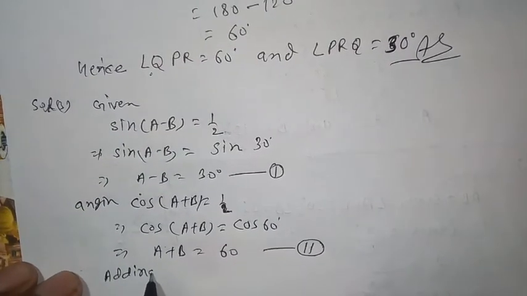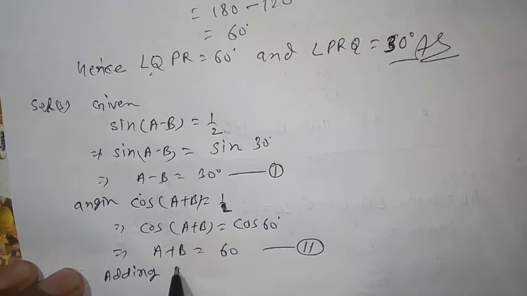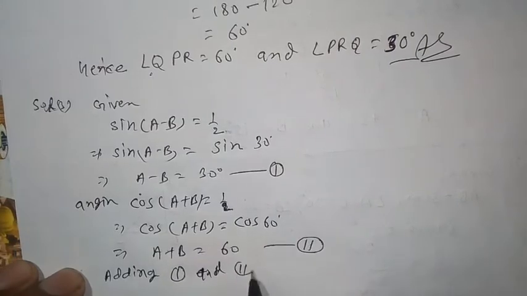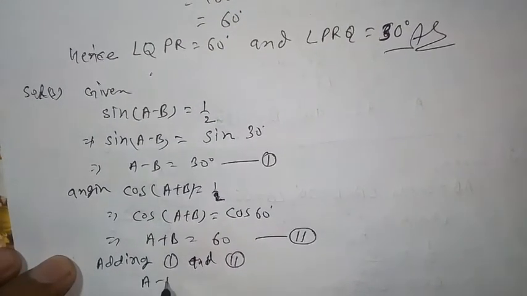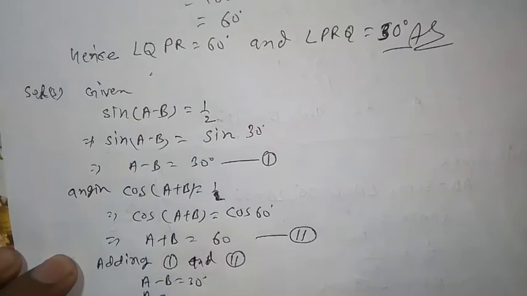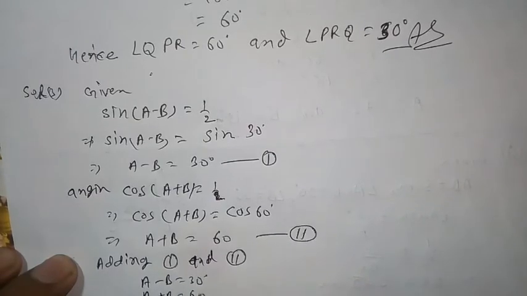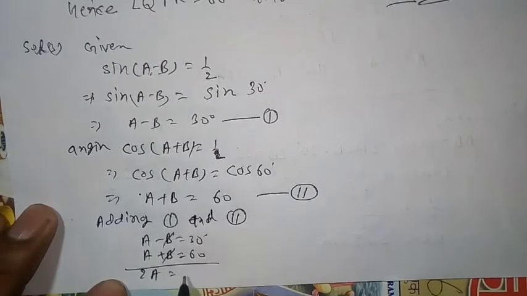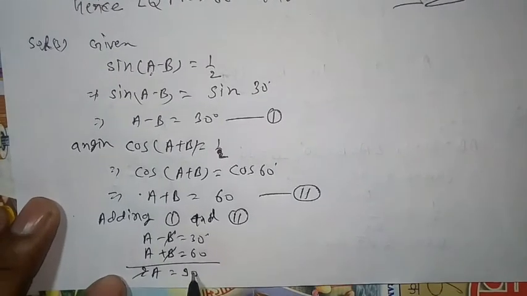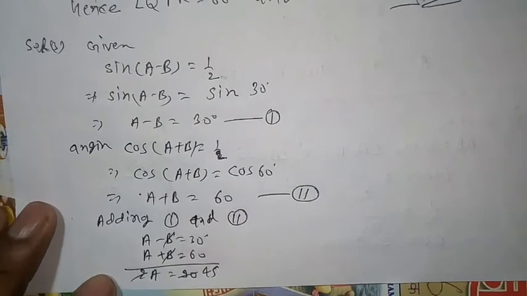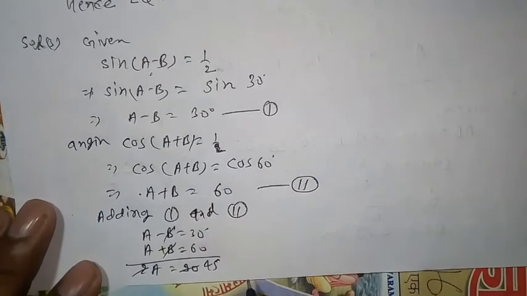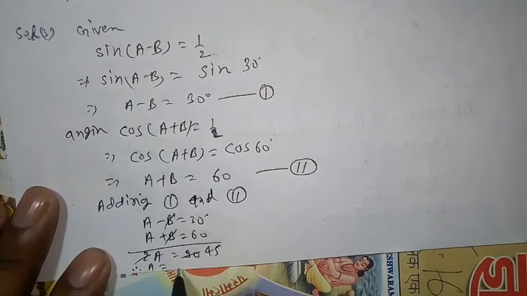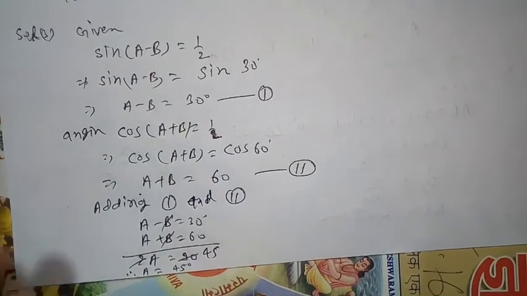Adding equation 1 and 2: A − B = 30 degree, A + B = 60 degree. B we cancel, 2A is equal to 90 degree, divided by 2, then I get 45. Therefore A is equal to 45 degree.